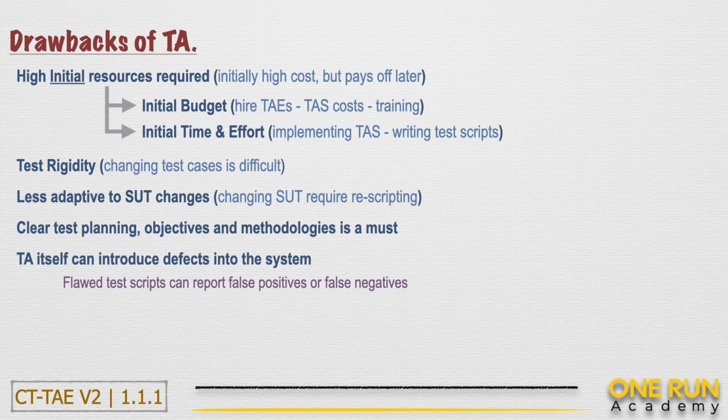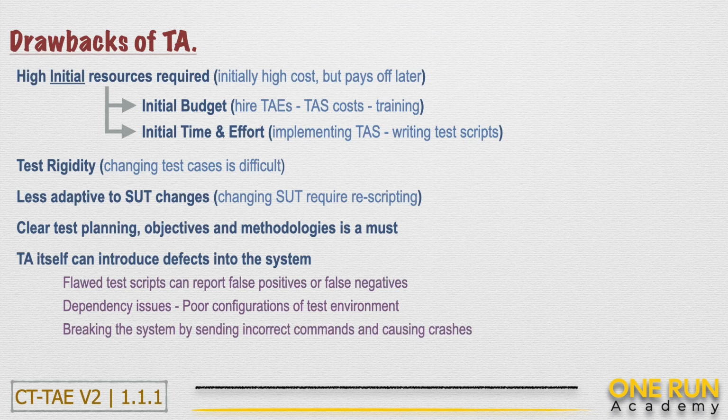Another source of trouble is dependencies. Sometimes automation engineers depend on poorly configured test libraries, which can lead to inaccurate results, of course. And finally, breaking the system, where our scripts might send incorrect commands to the system under test, causing crashes. So, understanding these drawbacks helps you work around them, and trust me, when done right, test automation is worth the effort.